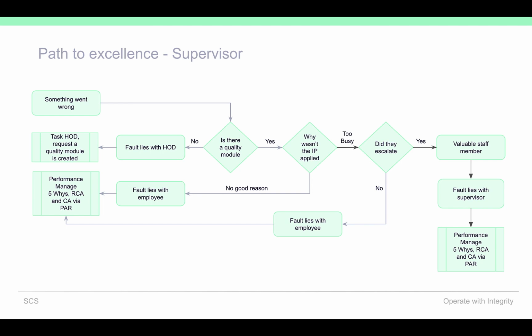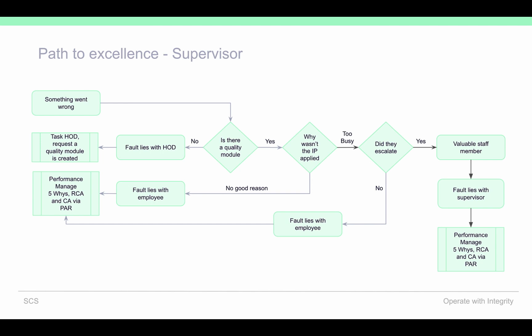If there wasn't, then the fault lies with the head of the department, and the supervisor's responsibility is now to task the head of the department and request a quality module is created. As soon as that step is taken, it falls into the PAT ecosystem and it will auto-escalate all the way through to the CEO. So that will happen. Okay, so what if there was a quality module?